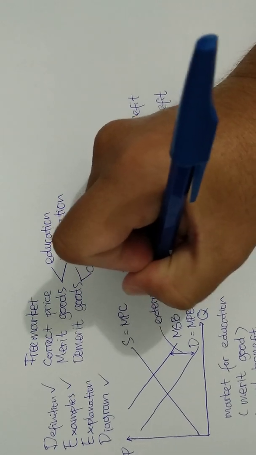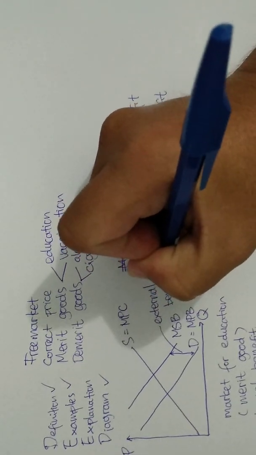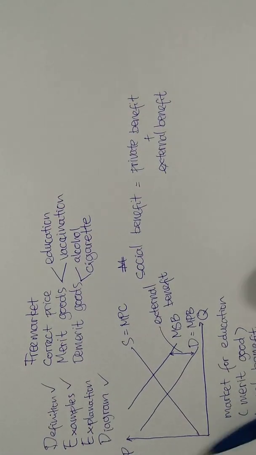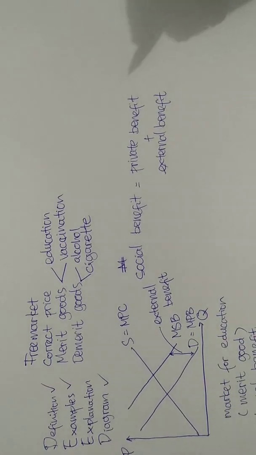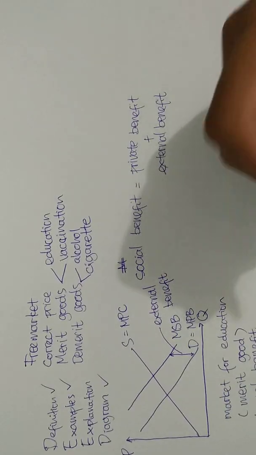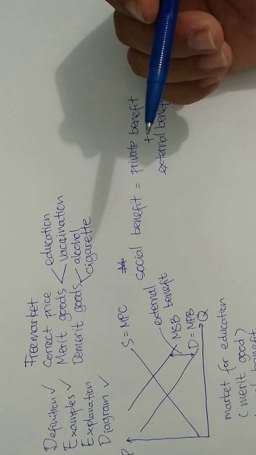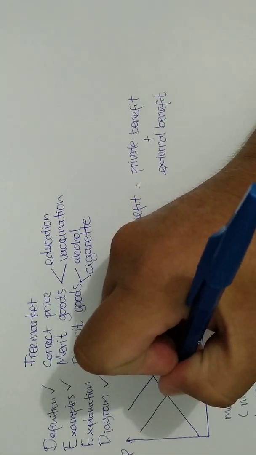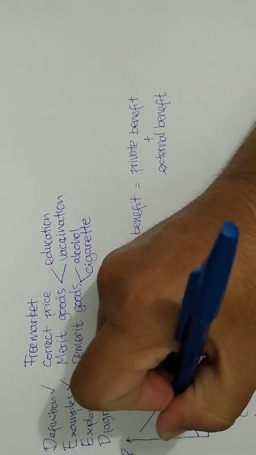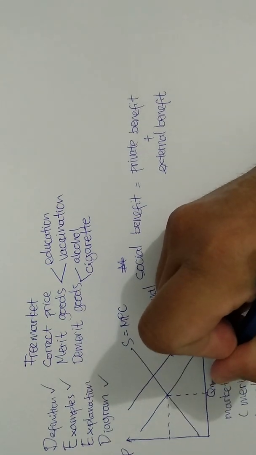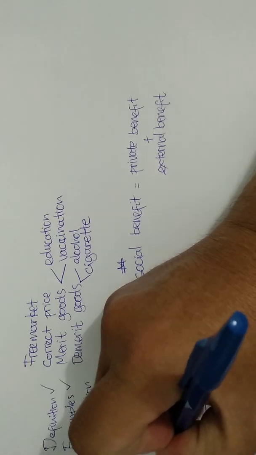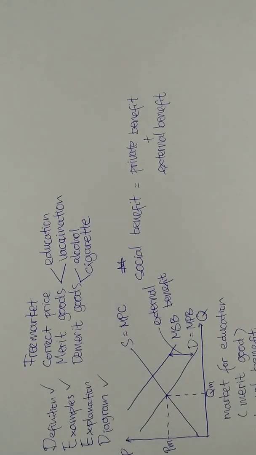External benefit. Okay? Now, for every level of quantity, there will be higher benefit that the society will enjoy compared to the private benefit that the consumer is enjoying. Okay? So, if you let the market decide, this is the quantity in the market. That's the quantity which will be consumed by the consumer at this price level. That's PM, price in the market.